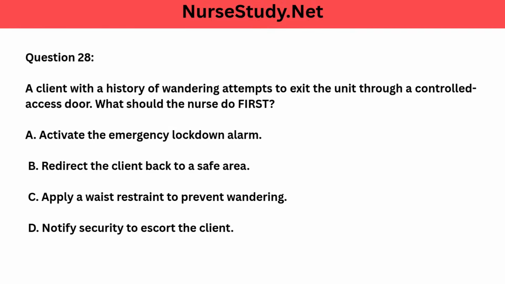Question 28. A client with a history of wandering attempts to exit the unit through a controlled access door. What should the nurse do first? A. Activate the emergency lockdown alarm. B. Redirect the client back to a safe area. C. Apply a waist restraint to prevent wandering. D. Notify security to escort the client.